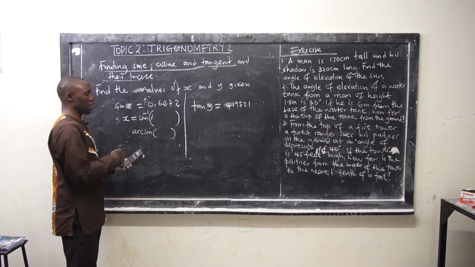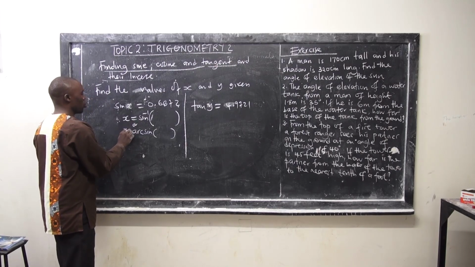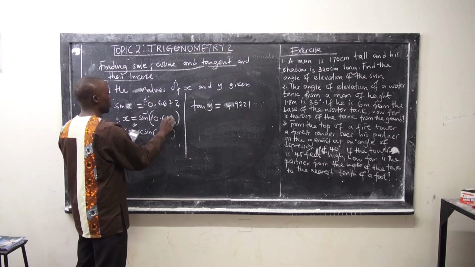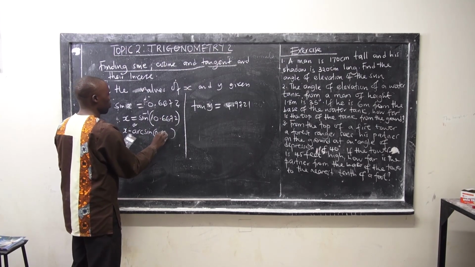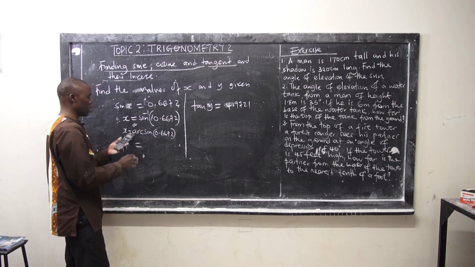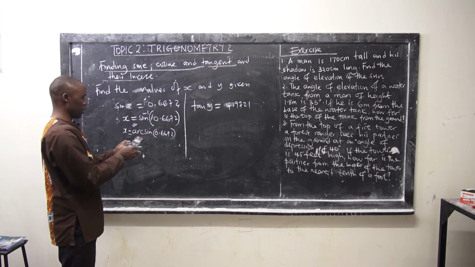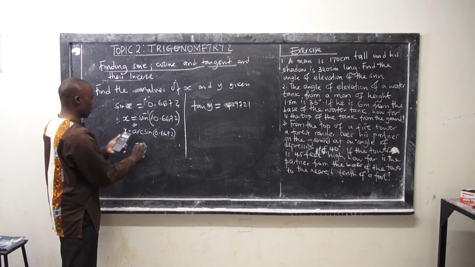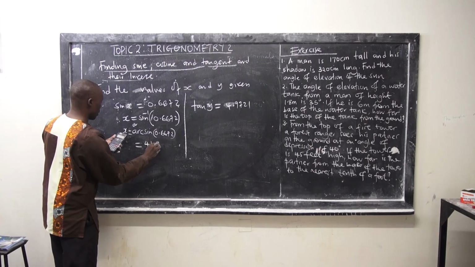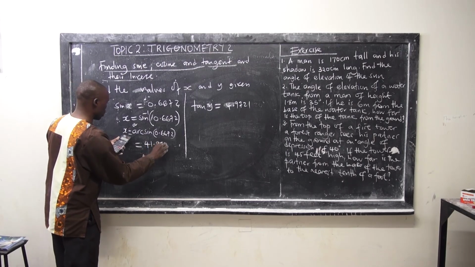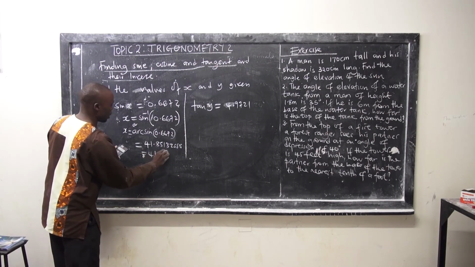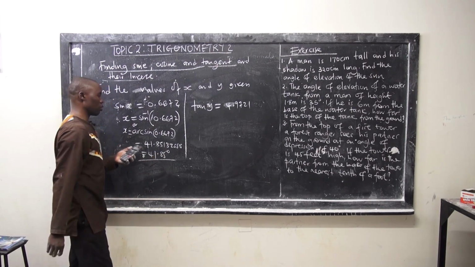Then we punch it into the calculator. So we can either represent it like this: arccosine of this value, which is shift sin of 0.6672, gives us 41.8. Don't forget that the calculator should be in degrees, so we can round this value to 41.85 degrees.